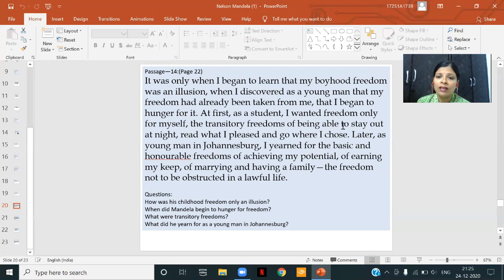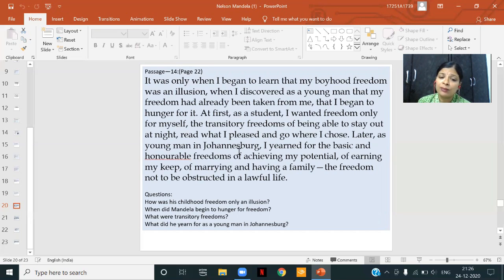At first, as a student, I wanted freedom only for myself, the transitory freedoms of being able to stay out at night, read what I pleased, and go where I chose. Later, as a young man in Johannesburg, I yearned for the basic and honorable freedom of achieving my potential, of earning my keep, marrying and having a family, the freedom not to be obstructed in a lawful life. So, when he became a young man, children, he understood that the freedom of his childhood was a temporary freedom, it was a transitory freedom. And then he yearned for freedom of adulthood.